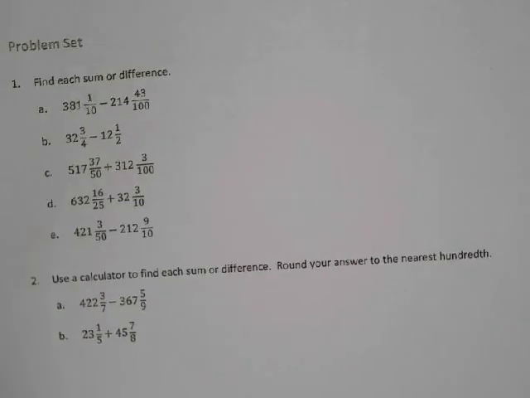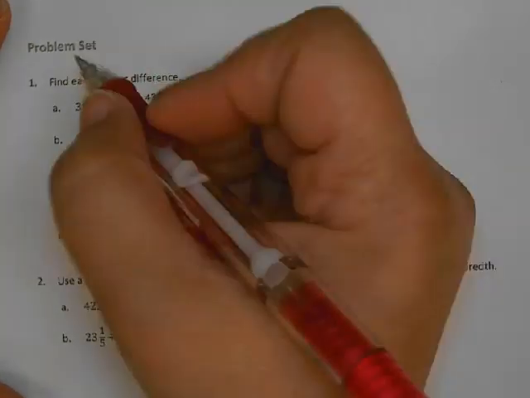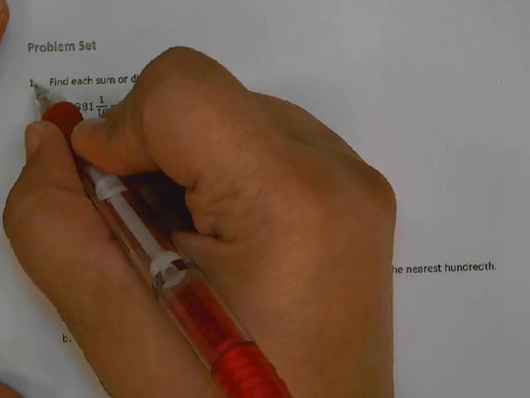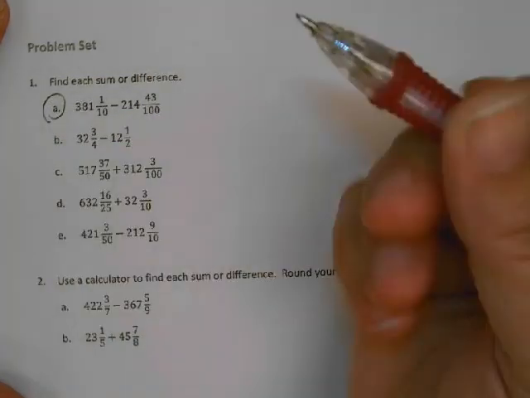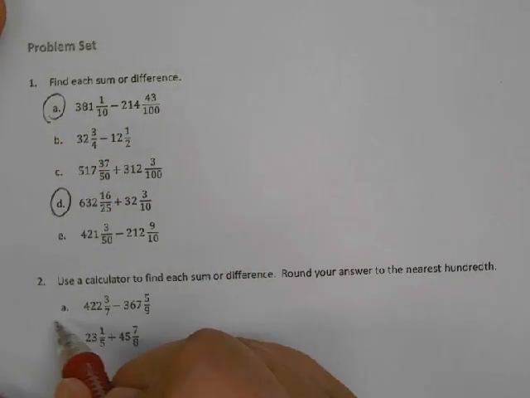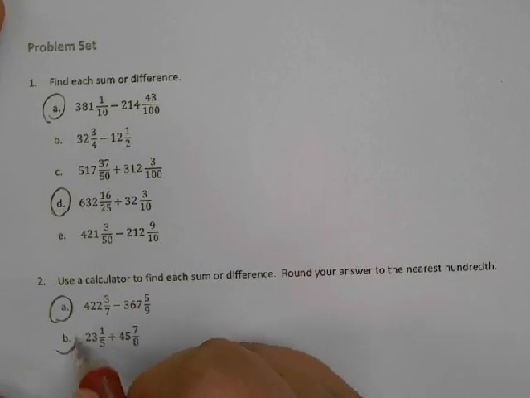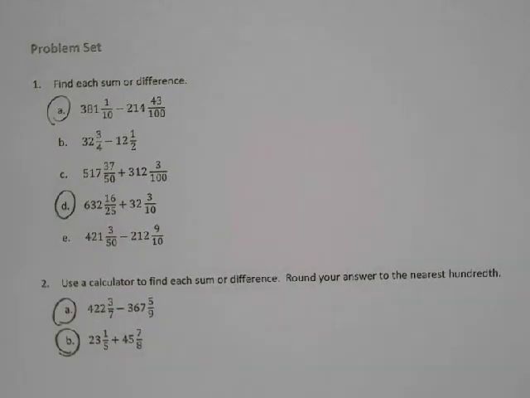And then today's assignment is to do problems under number 1. I want you to do A, and I want you to do D, and then I want you to do both A and B under problem number 2. So you will have 4 problems in the problem set as well as your exit ticket. If you have any questions, feel free to ask.